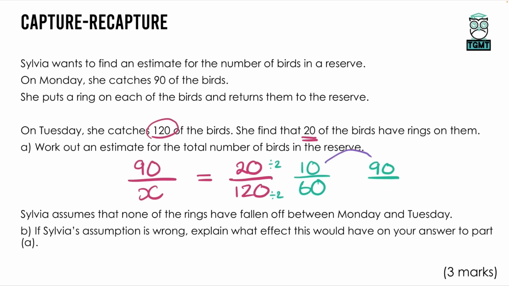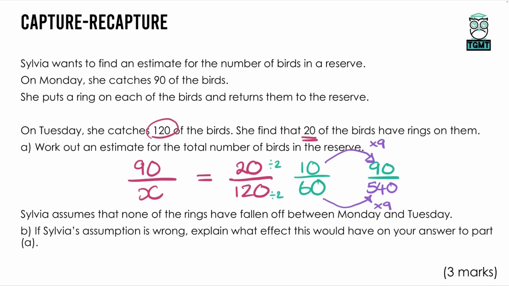Well, that's just timesing by 9. We do the same to the bottom as we're creating an equivalent fraction. We're just going to times by 9, and we need to work that out. So you might want to do 60 times 9. So 6 times 9 is 54. So 6 times 90, or 9 times 60, would be 540. So there we go. So that's 90 out of 540.